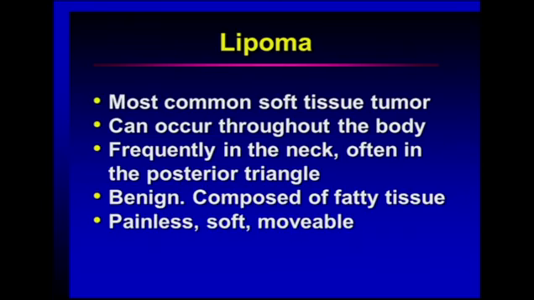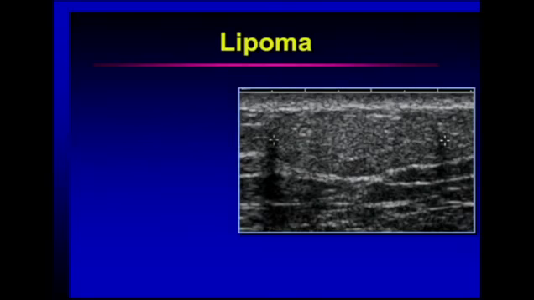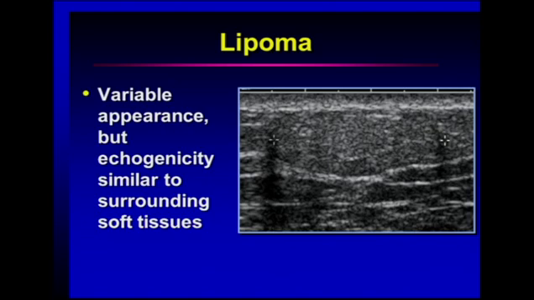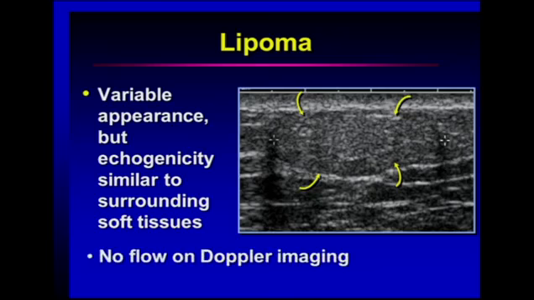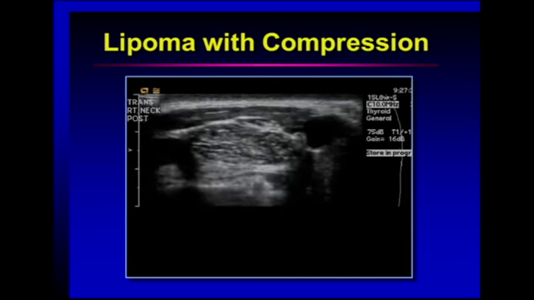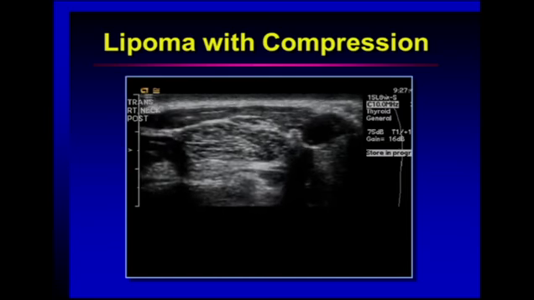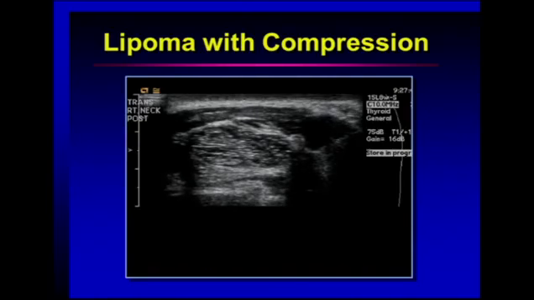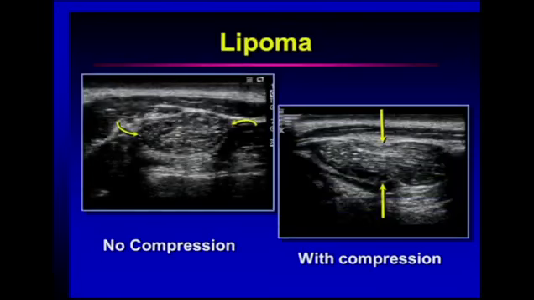They're painless, soft, mobile. If we see these sonographically, they have a variable appearance, but usually the echogenicity is similar to surrounding tissue, and importantly, there's no internal blood flow on Doppler imaging. They're also very soft, so on this real-time example, if one presses this mass deep to the overlying musculature, you can see it deform because of its very soft nature. So if we see a mass that deforms like this with compression, that's more information that this should represent a lipoma.